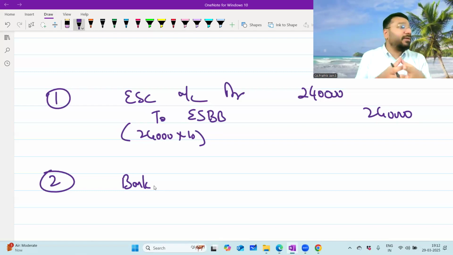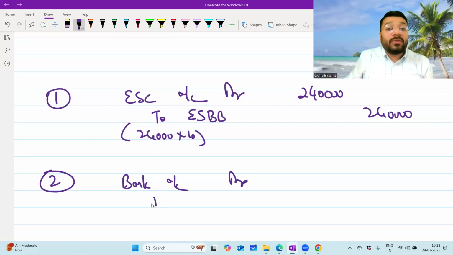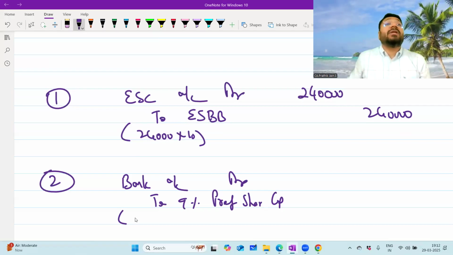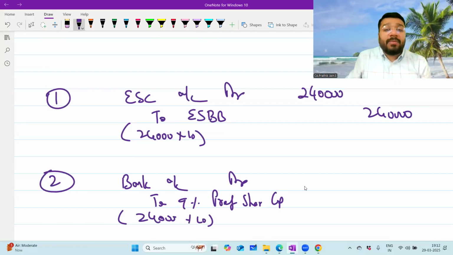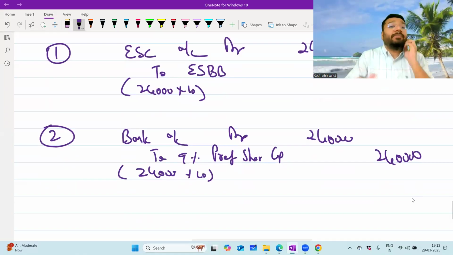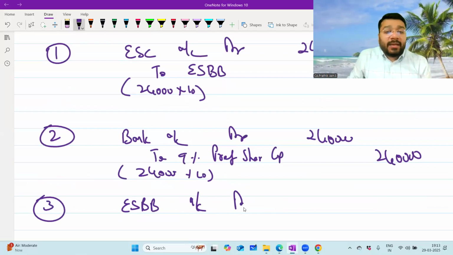Now combined entry please. Bank account debit to 9% preference share capital. Wonderful. How many shares did you issue? Same 24,000 shares at 10 rupees. How much is it? 2,40,000. Okay, sir. Now, are you good to make the payment? Yes. So, what is the payment entry? Equity share buyback account debit to bank. How much?